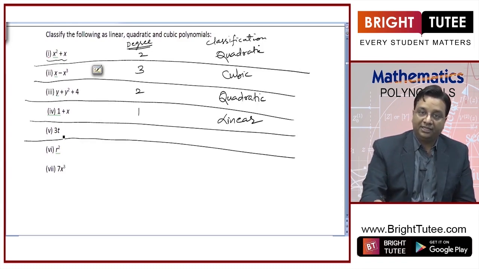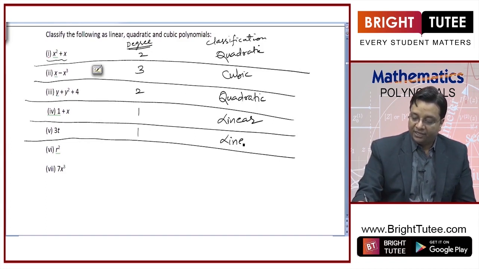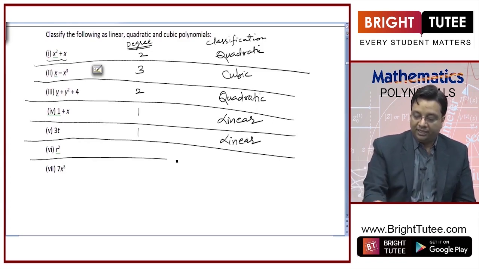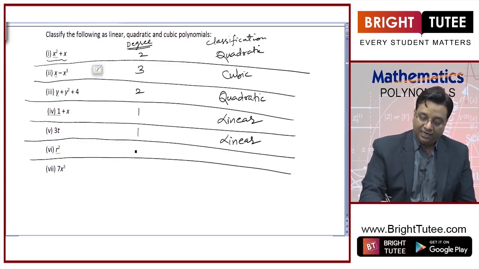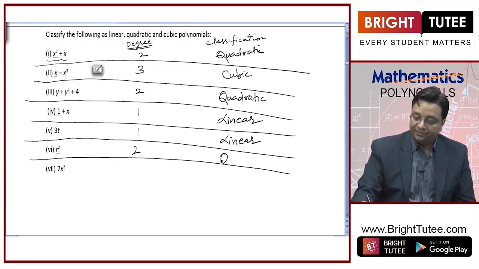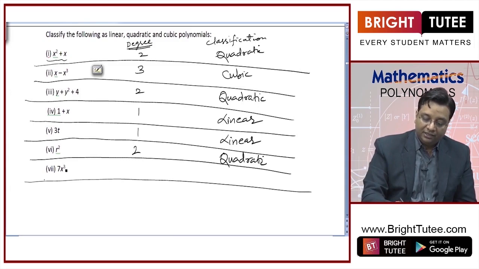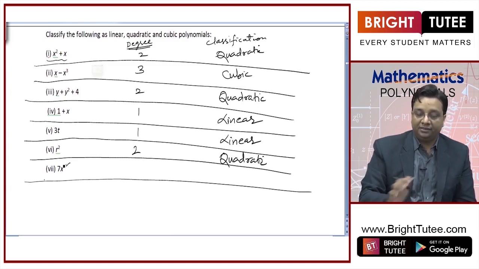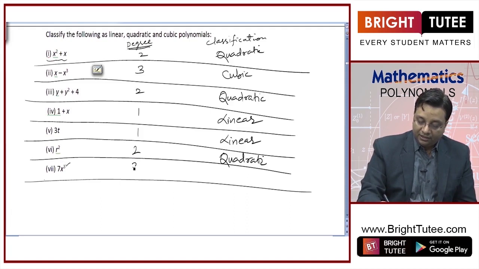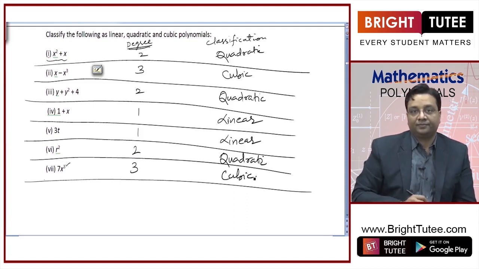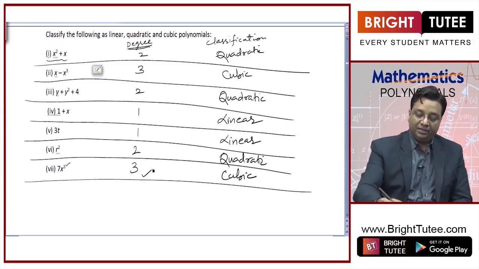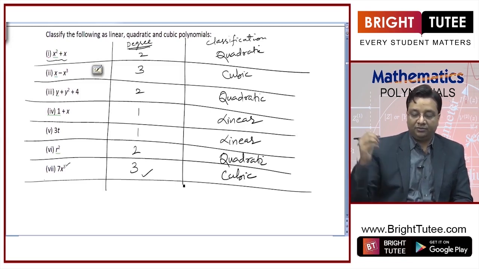In this case, the variable is t, which has got the highest power as 1, so the degree is 1. Hence, I can say it is a linear polynomial. In this case, the variable is r and it has got power 2, right? So, the highest power is 2 here, hence it is a quadratic polynomial, right? And in this last one, the 7th part, the highest power of x is 3 and x is the variable here. So, it is a cubic polynomial because its degree is 3. So, this was about the classification of these.